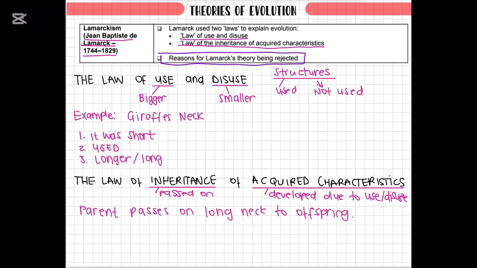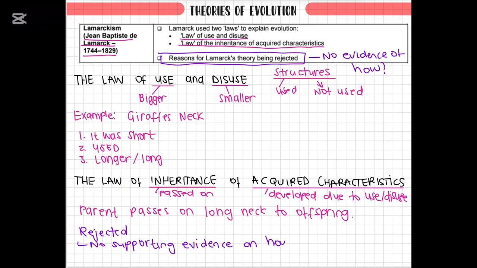Now, from the exam guidelines, we learned that Lamarck's theory was rejected because, firstly, there's no supporting evidence to show the how. How is the long neck being passed on to the offspring? So for exam purposes, you should be able to explain why Lamarck's theory was rejected. We say there is no supporting evidence on how traits are passed on to the offspring. But remember that although it was rejected, it did benchmark the study of evolution by Charles.